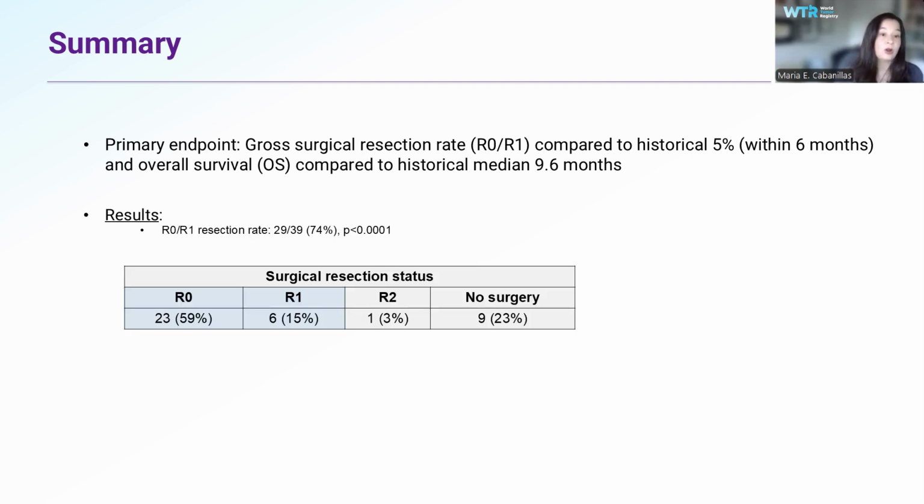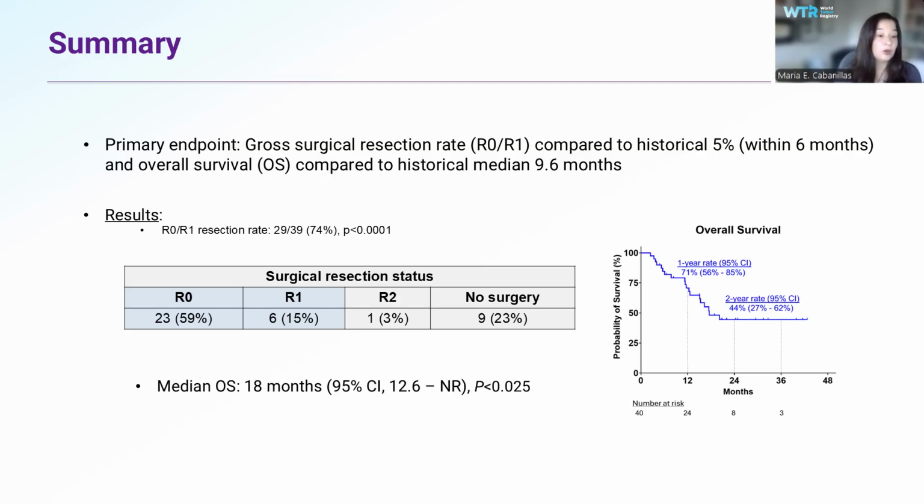The results are that 74% of patients underwent an R0, R1 resection. The median overall survival of the entire group was 18 months, and both of these were statistically significant.